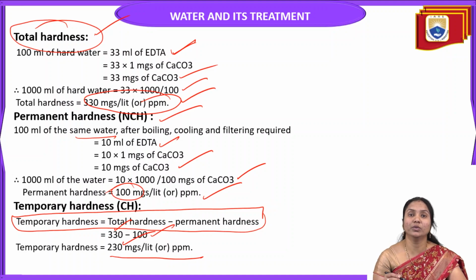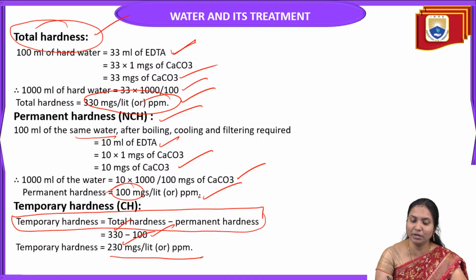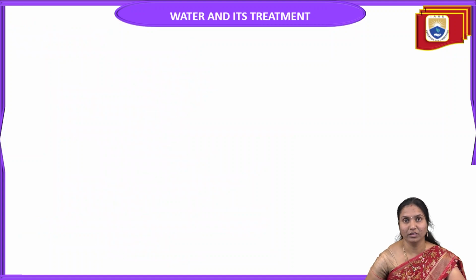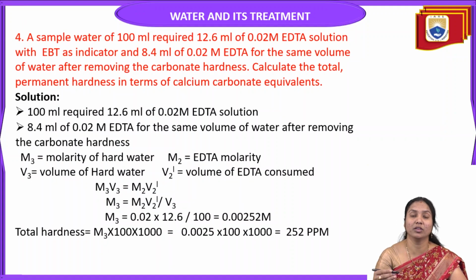So according to the data, the total hardness of the given water is 330 milligrams per liter, the permanent hardness is 100 milligrams per liter, and the temporary hardness is 230 milligrams per liter, or 230 ppm. Mathematically, 1 ppm equals 1 milligram per liter. Both are equal. One more problem we discussed based on the EDTA method.